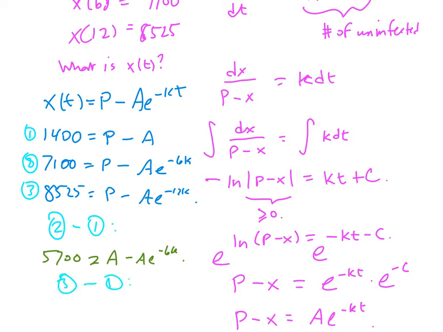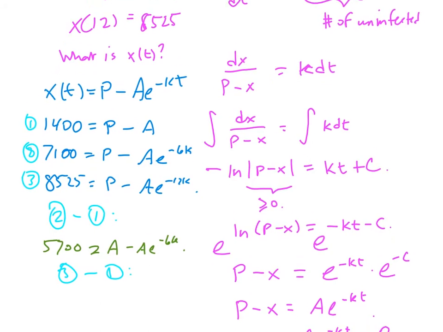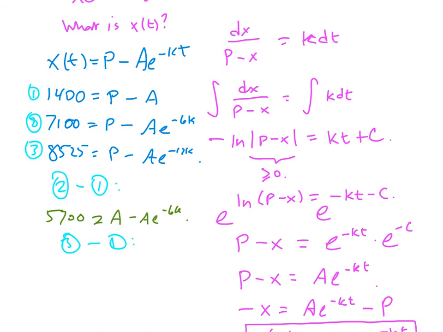Now this is kind of a shot in the dark about what might be useful here. But I think that's going to give me 7125 equals a minus a e to the negative 12k. Okay, so that's kind of nice. And then, well, let's see here. What else could I do? I could at this point try, well, actually there's a couple of things I could do.